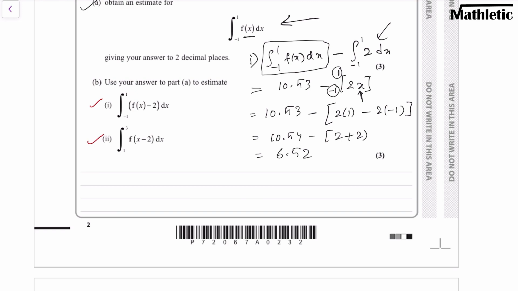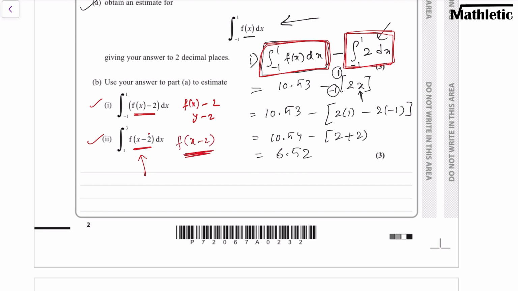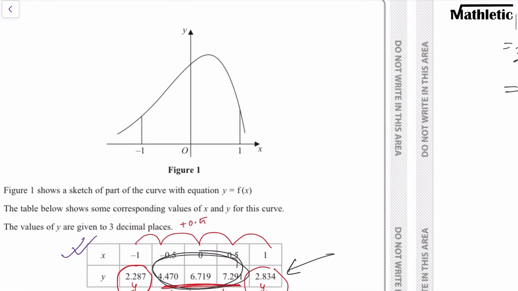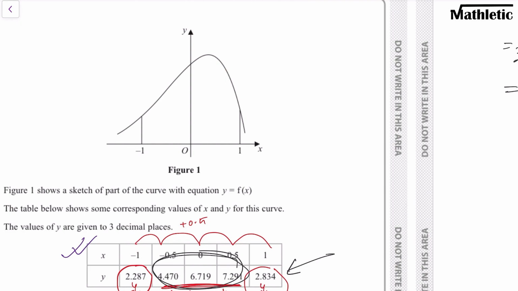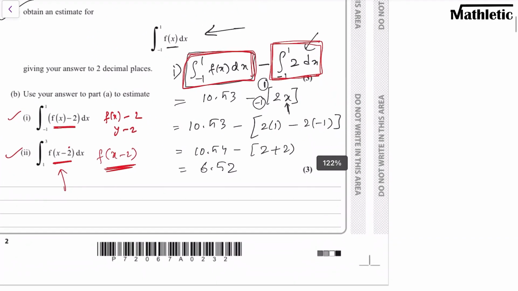Next, B2. So if we just look at this pattern, this one is basically f of x minus 2, as in y minus 2. So that's why we just separated this portion, and then the 2 we integrated individually. But in this B2, the 2 is inside the bracket, right? So here we are actually changing the x coordinates. So if we just look at the diagram, whenever you shift the curve upward or downward, area under the curve changes, right? So value changes. That's why we had to solve B1 again.